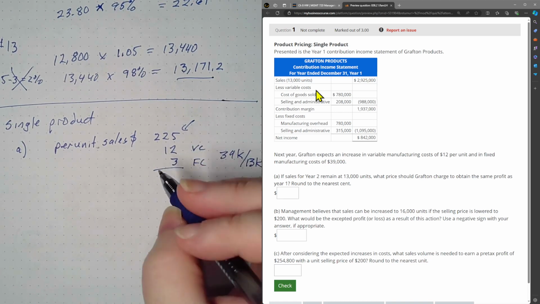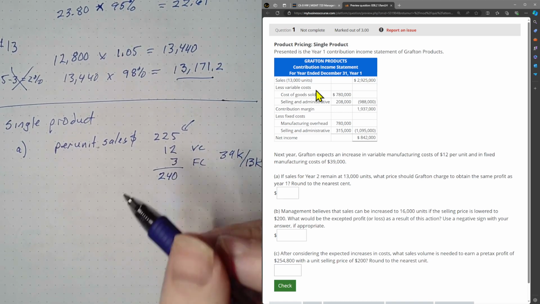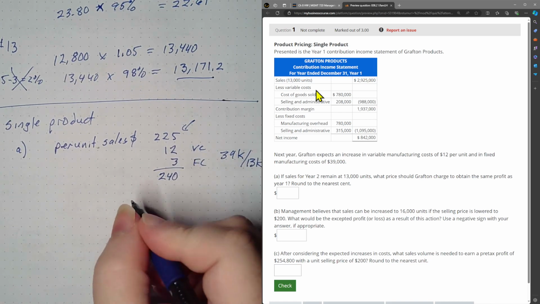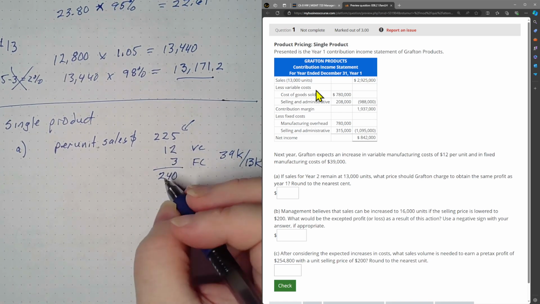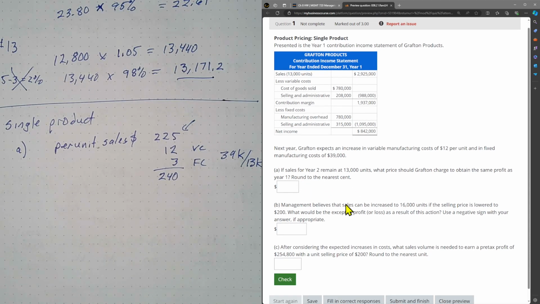So this is going to be a total increase of 15, to a price of 240, I guess I should say, because the question is, what price should we charge, not how much more should we charge. So this will be 240.